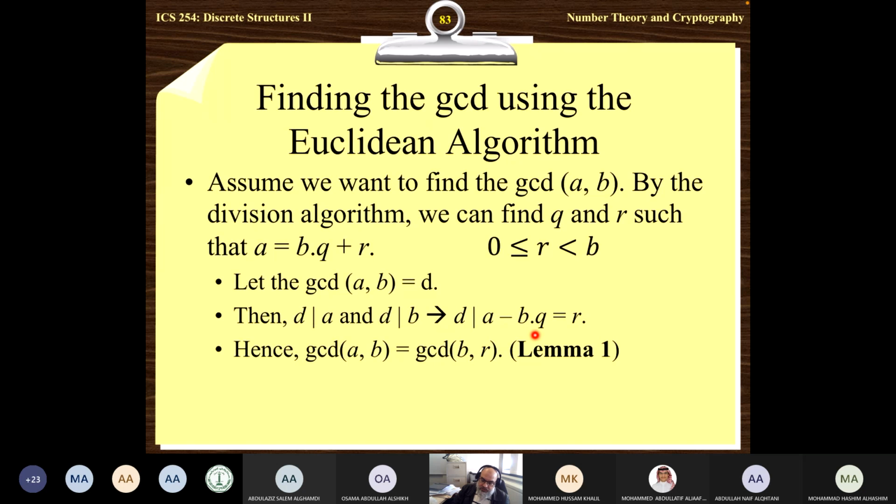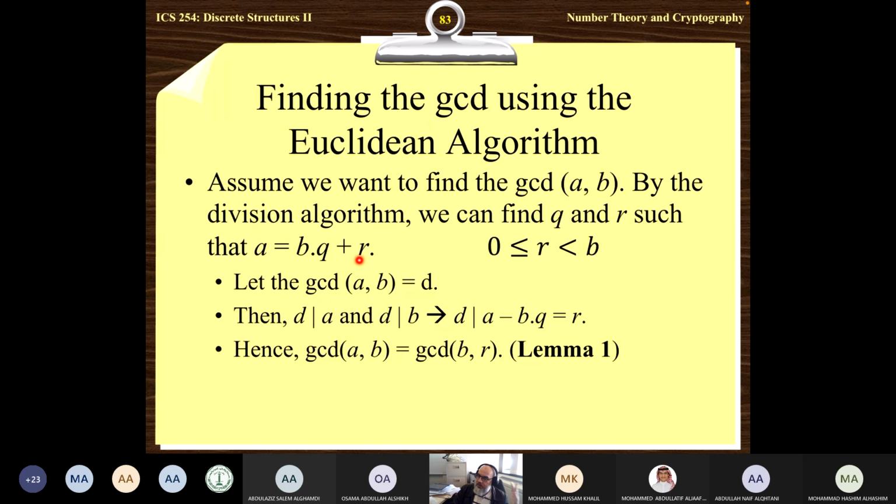And what's the relationship between b and r? Well, r is strictly less than b. So the greatest common divisor between a and b is the greatest common divisor between b and r.